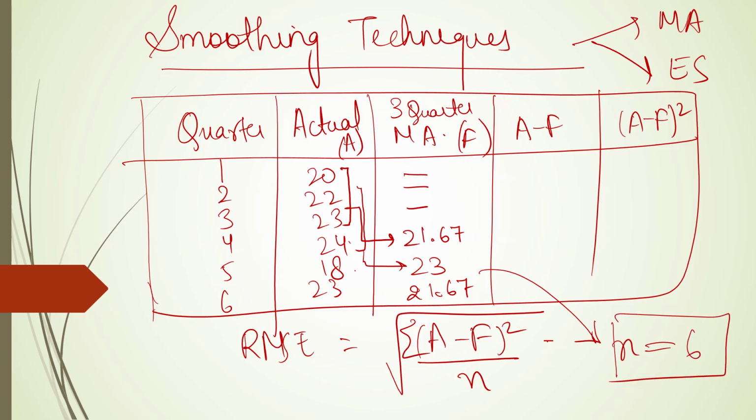Will it be 6? No, it will not be 6. Rather, it will be 3. Because here we have to see in the forecasted value how many values we have there, not in the actual part. If we take these 6 as N, that will be wrong. This is not the correct method. So this was our first method. Now let's move on. A criticism of this is basically that it gives equal weightage to all observations in computing the average.